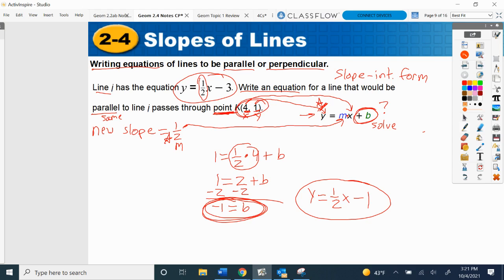If you wanted to, you could graph both of these. You could graph this one and this one to check if they actually are parallel, and that would be a good way to check to see if you're actually right. Okay, let's try another example.